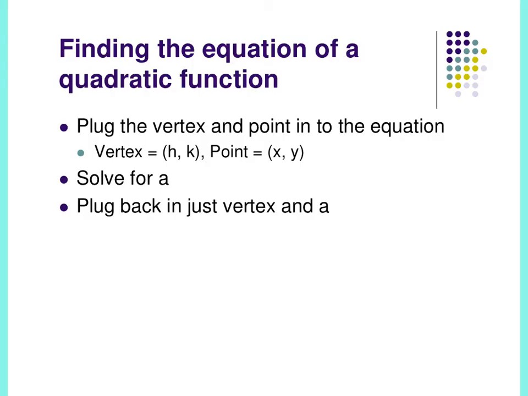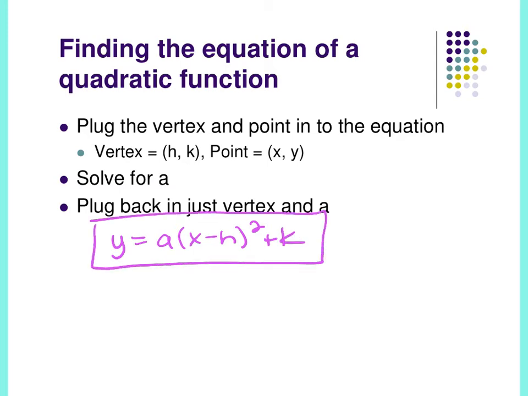All right, so now what happens if I want to find the equation of the quadratic function. I'm working backwards here. So I'm going to plug in the vertex that they give me, which is going to be an h, k. I'm going to plug in the point that they give me, which is the x and y, into my standard form, y equals a(x minus h) squared. Actually, there won't be an a. No, there is. Plus k. I'm going to plug it back into this. The variable I won't know is a. I'll solve for a, and then I'll plug back in just the vertex, which is your h, k, and your a.